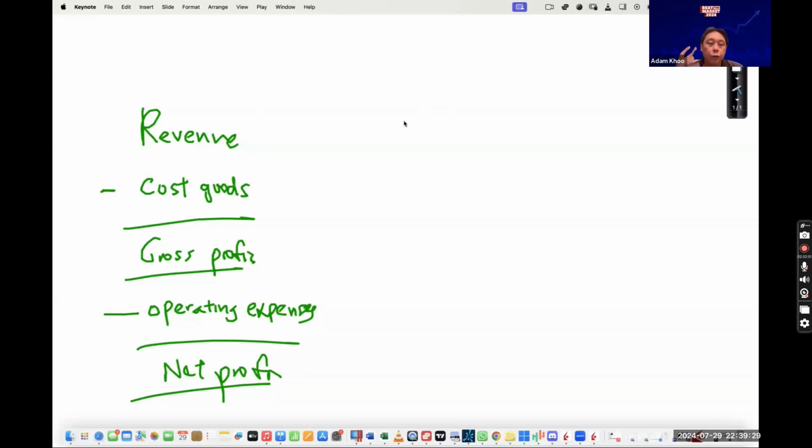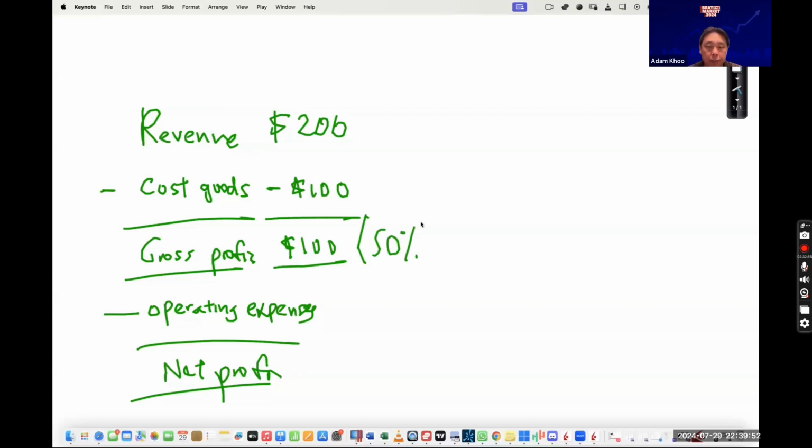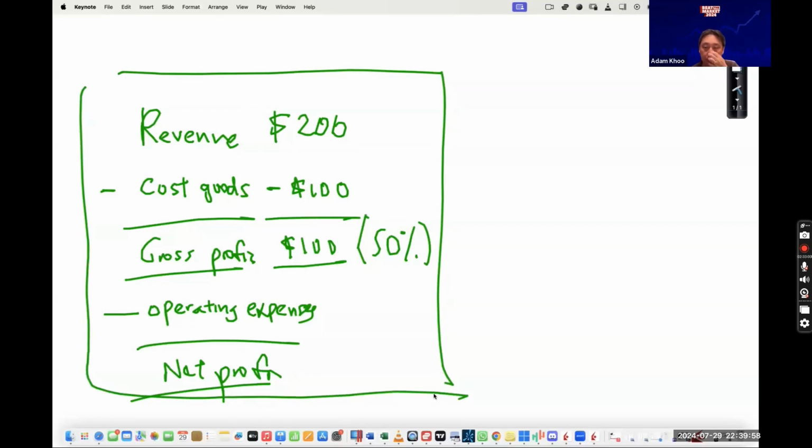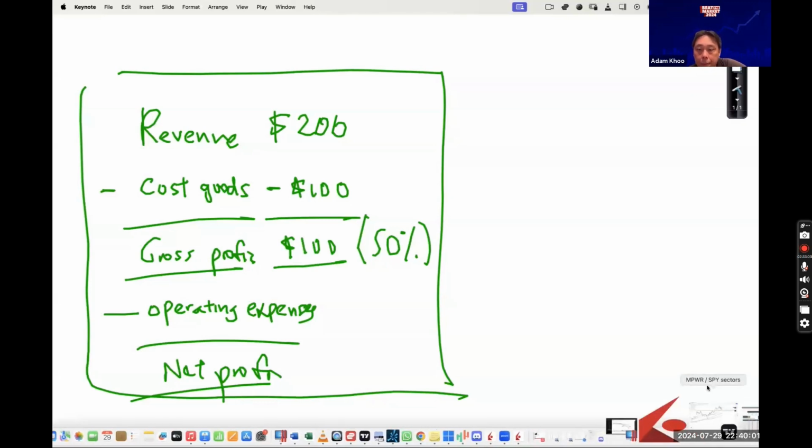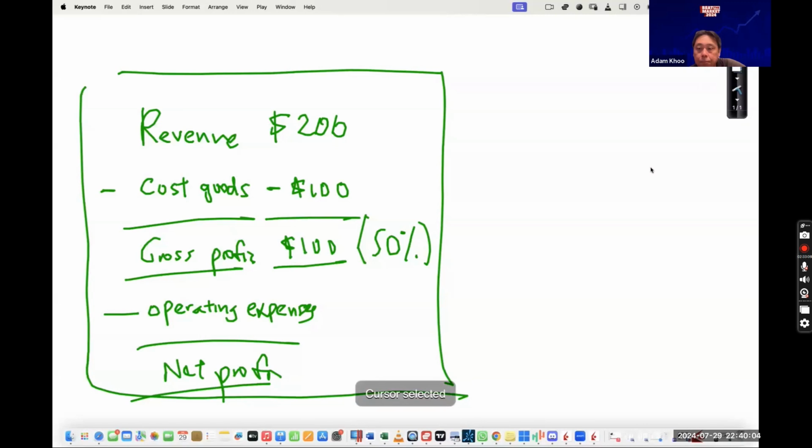Okay. So if you, for example, have a boutique, you're selling clothes, and each time you sell a dress, let's say your revenue is 200, the cost of making it is 100, your gross profit is $100. What's your profit margin? Your profit margin is 50%, right? Now, is this an okay business? Yes, okay. Correct.